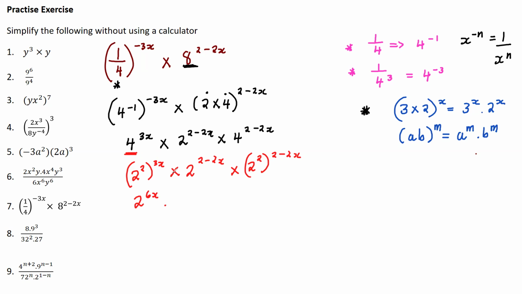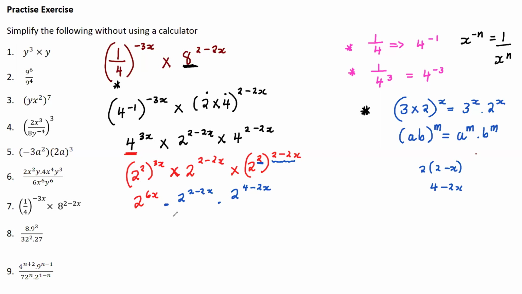Maybe let me replace the multiply with a dot. I actually like using the dot because it's a bit easier to deal with. Dot right there. Then I've got 2 to the power 2 minus 2x here, multiplied. Interestingly, this 2 multiplies everything. It's as good as saying 2 multiplied by 2 minus x, which is 4 minus 2x. So it's like 2 to the power 4 minus 2x.